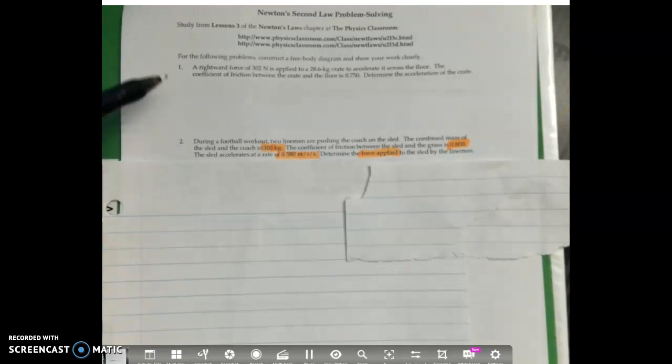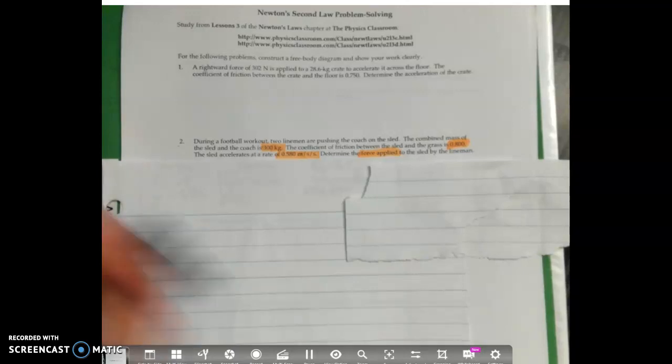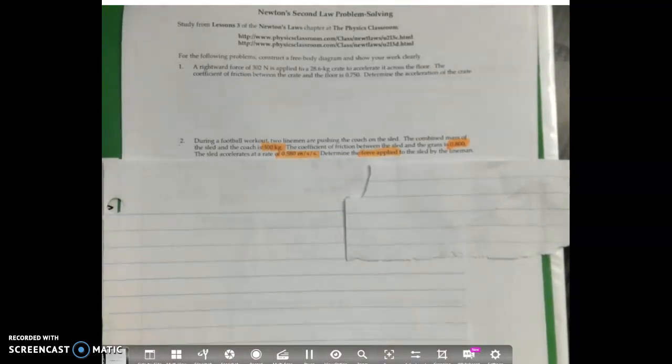So we're going to do number 2, all right? All the answers are underneath this, but I'll cover it up. We'll pretend like I didn't do it yet. All right, number 2, football workout. 2 linemen are pushing on a sled. The combined mass of the linemen and the sled are 300 kilograms.